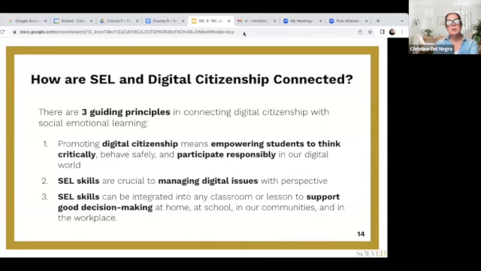But I think one of the big things for kids is just understanding the reach that they have in the digital world, and how once something's out there, it's always out there and you can't get rid of it. And do they really understand what that means in terms of participating responsibly, and what they're putting out into the world, either about themselves or about someone else. So SEL skills are crucial to managing digital issues with perspective, and SEL can be integrated into any classroom or lesson to support good decision making at home, at school, and in the workplace. So, if you can make good decisions in person, with the right knowledge, you should be able to make good decisions digitally as well.